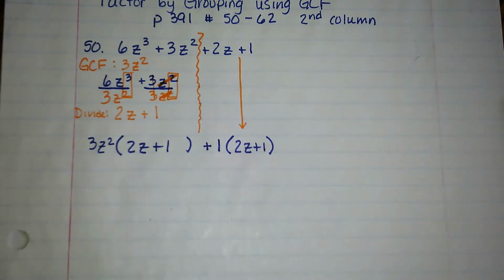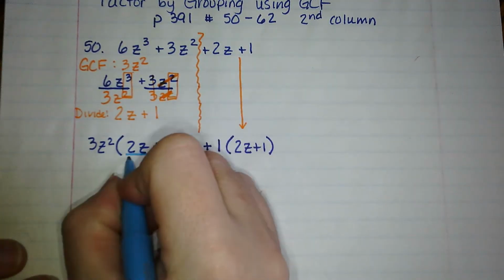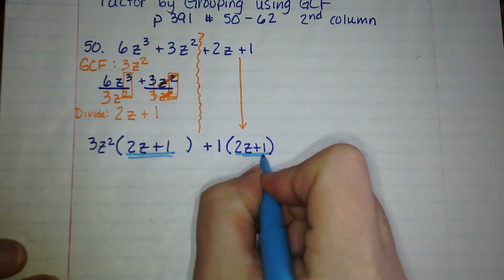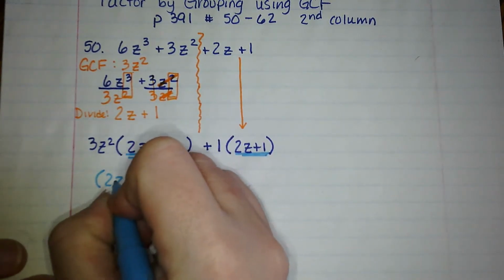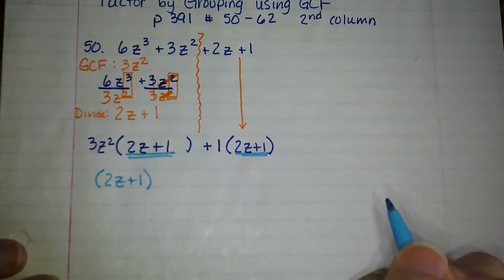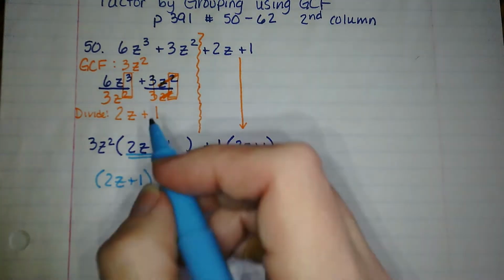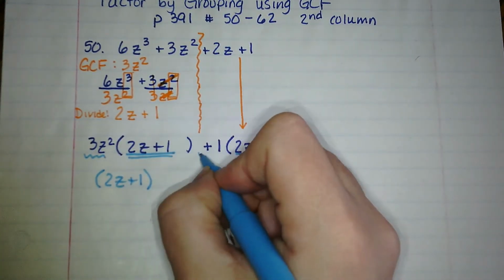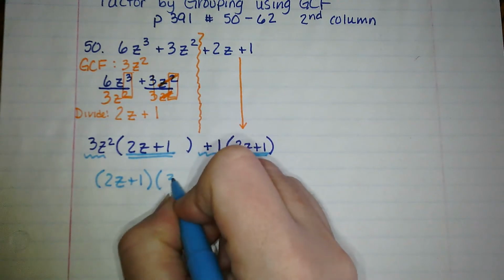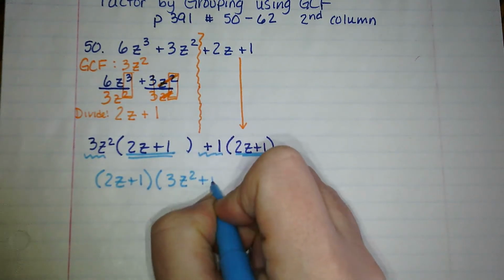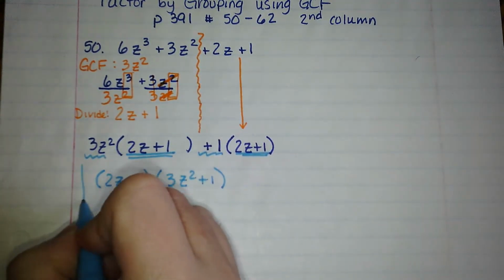Now we're at the factor by grouping step. This is so exciting. After you get to your factor by grouping step, you are going to see what groups they have identical. And then you're going to rewrite your other ones as your second factor. And this is your final answer.